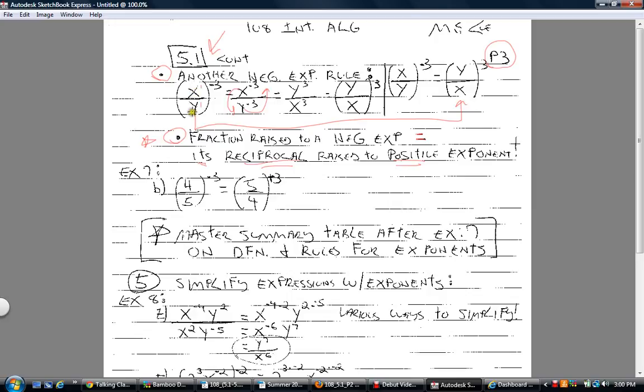So you look at a fraction raised to the negative exponent. Realize the negative exponent tells you to write the reciprocal, so flip the numerator and the denominator, and there's your y divided by x raised to a positive. Okay, so that's a good one to know. I use that when it's a fairly simple fraction.